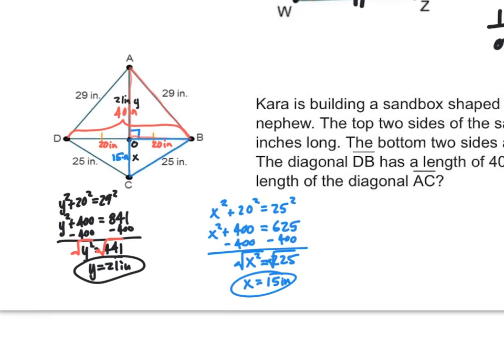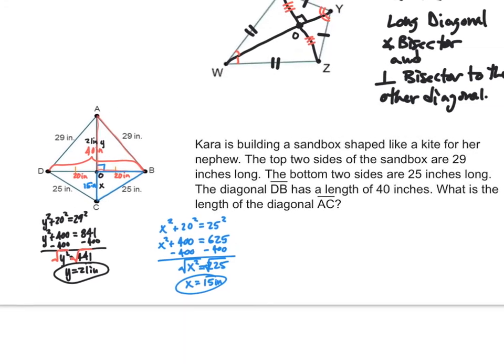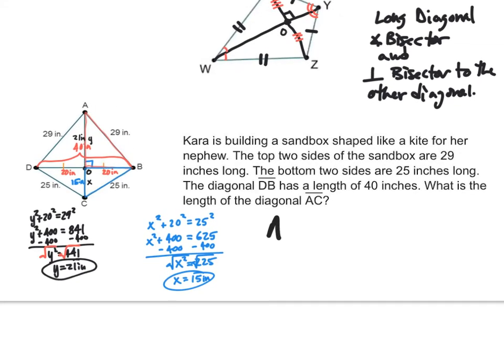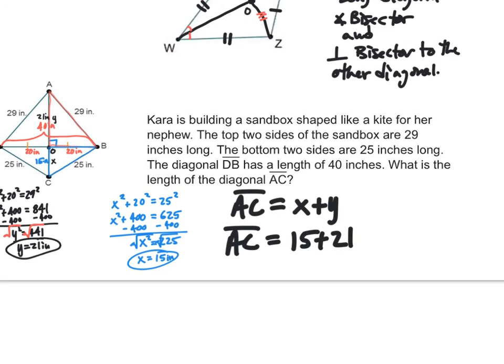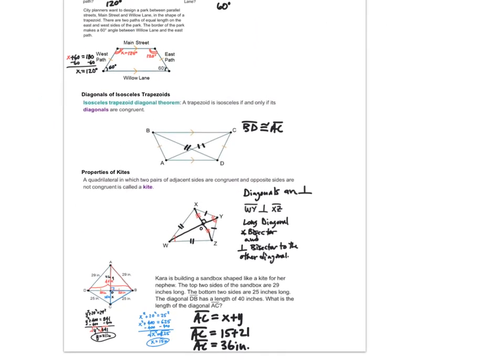Now it wants us to find the length of the diagonal AC. So I know that AC, if I take x and add it to y, will give me AC. So AC has a length of 15 plus 21. And so if I take 15 plus 21, that's going to give me a length of 36. So AC is equal to 36 inches. So that's the idea, just using what you know, those properties. So you do have to think a little bit.